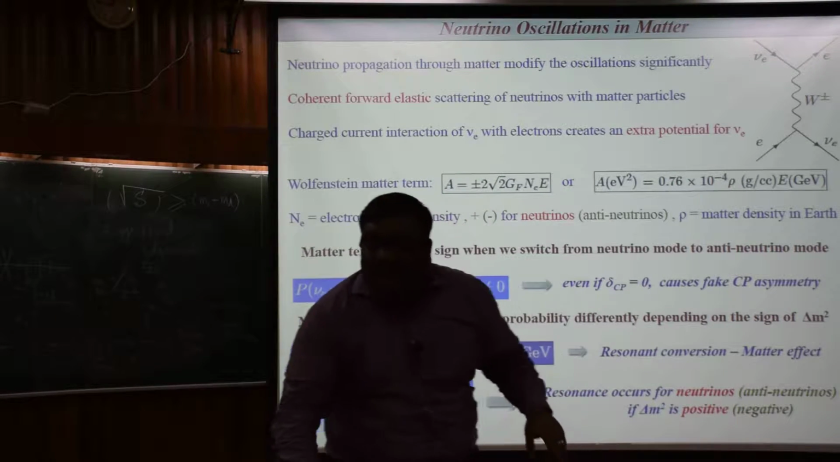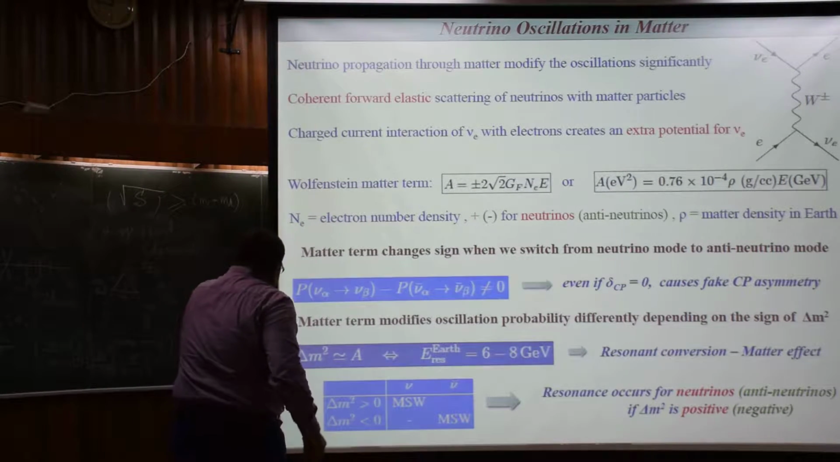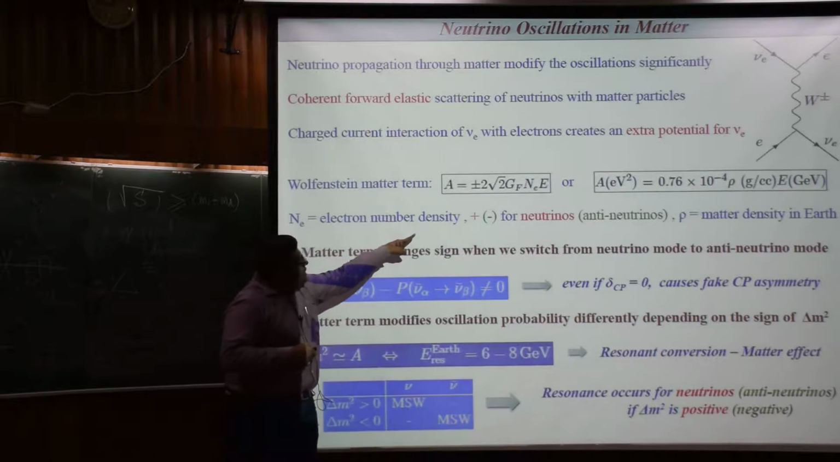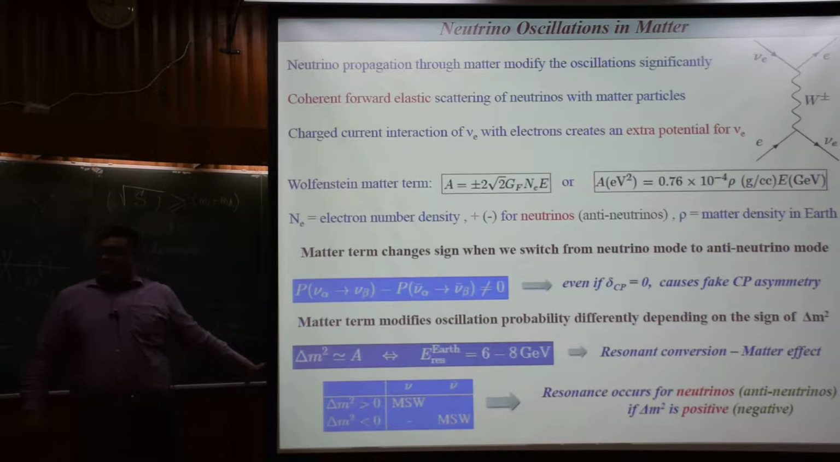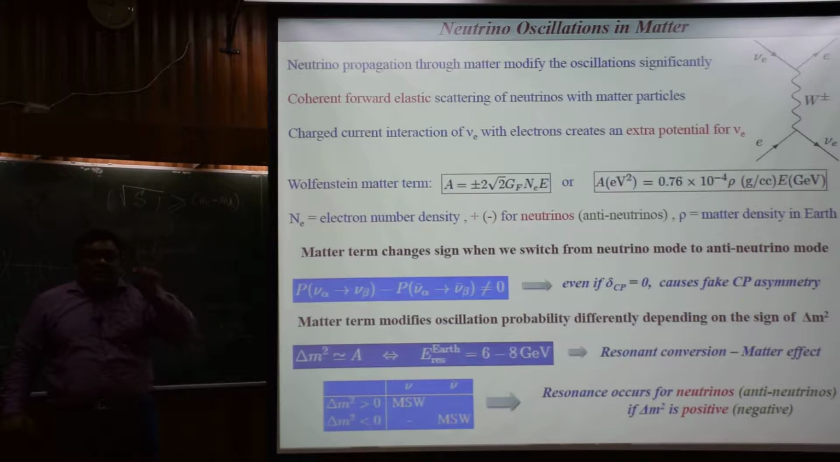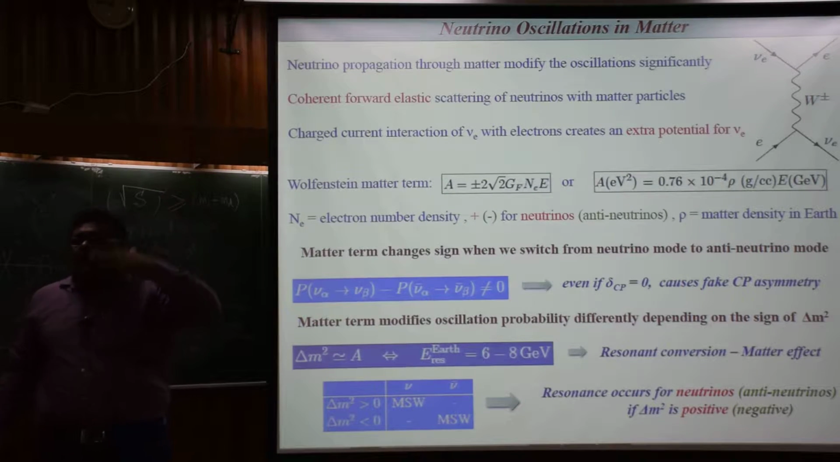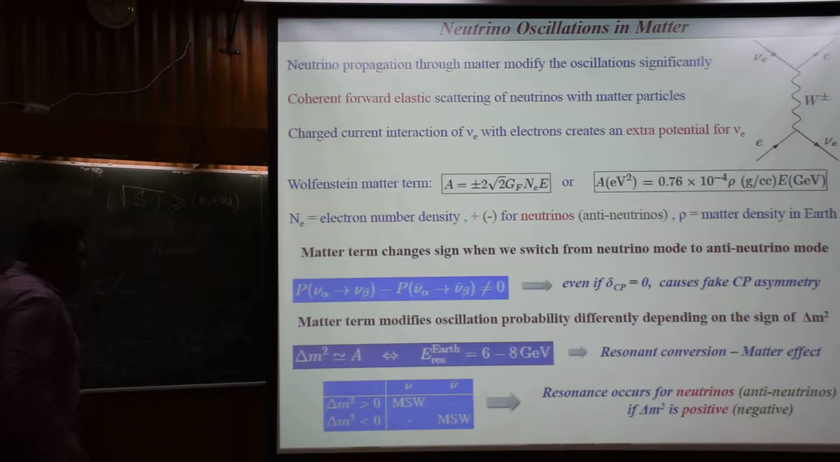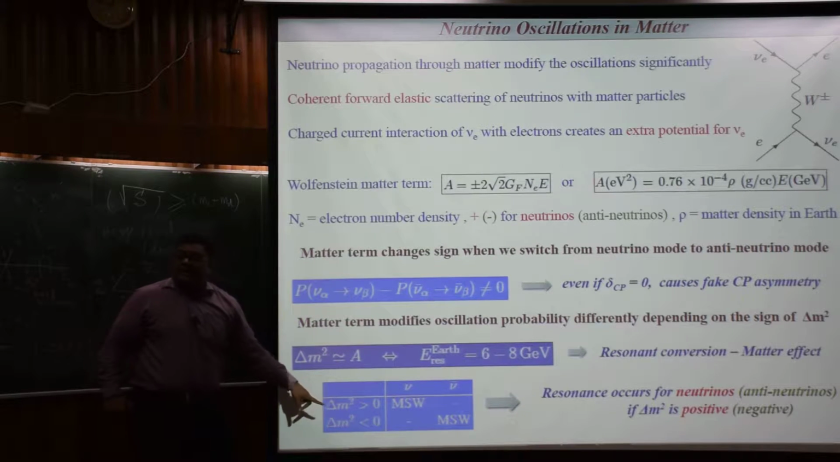Okay, but that resonance will happen if you have a neutrino and this fellow is positive, because you know for neutrino this potential is positive, and if this delta m square atmospheric is also positive, that means if it is normal, then only that enhancement will happen and you will see a huge nu mu to nu e or nu e to nu mu conversion, like 0.5, 50% conversion. That will happen for anti-neutrino if this delta m square is negative.